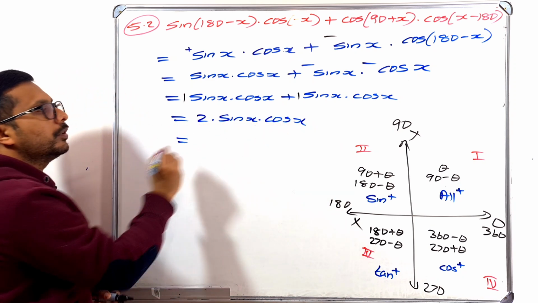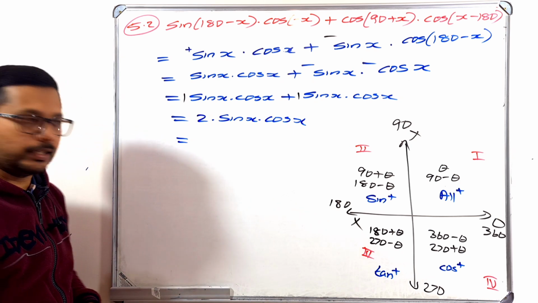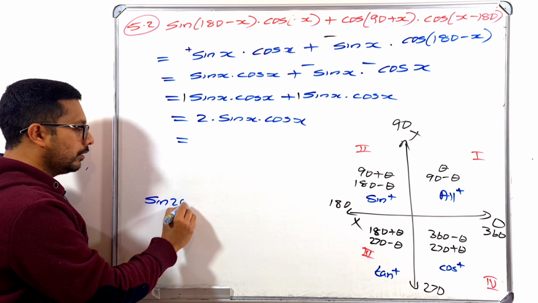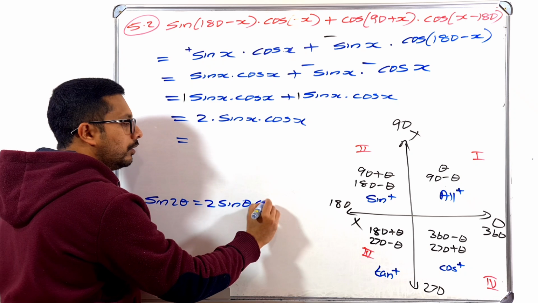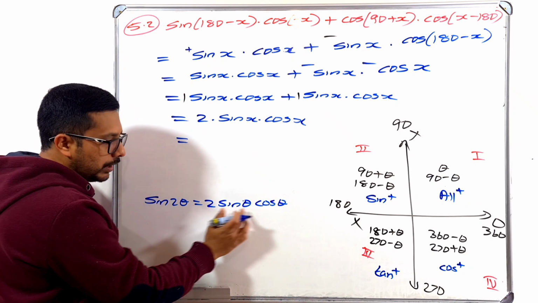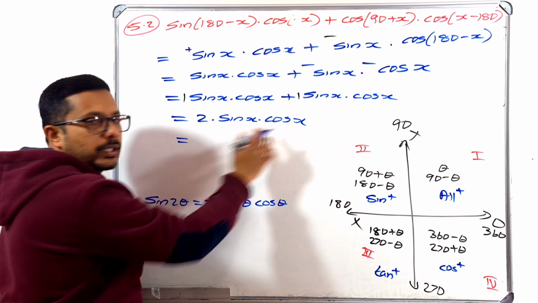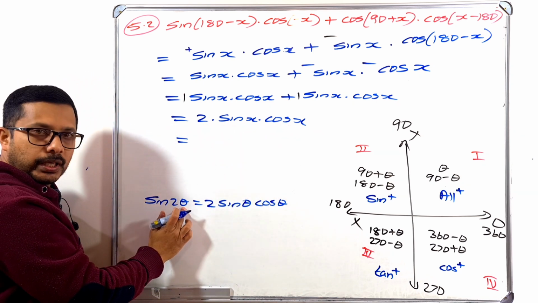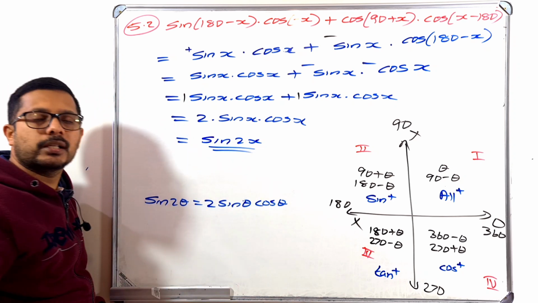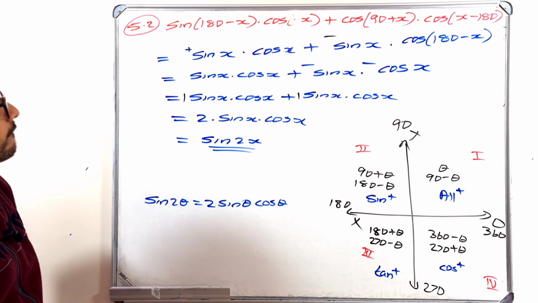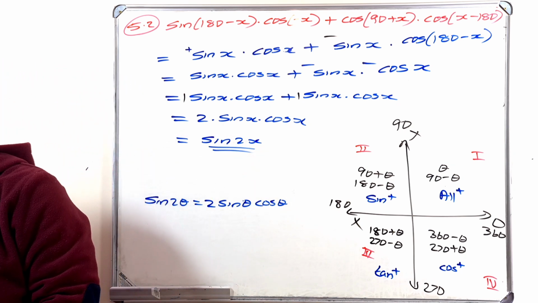Have you seen this one somewhere else? Yeah, this is the double angle formula for sine 2 theta. What is the expansion? 2 sin theta cos theta. So 2 sin theta cos theta is sin 2 theta. So what about 2 sin x cos x? That is sin 2x. So the answer is sin 2x. So that is question number 5.2. Now let's go to question number 5.3.